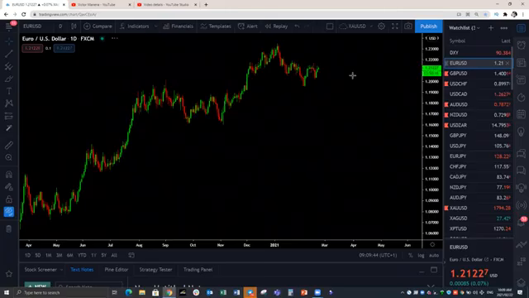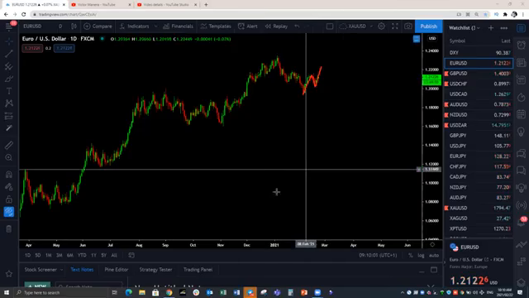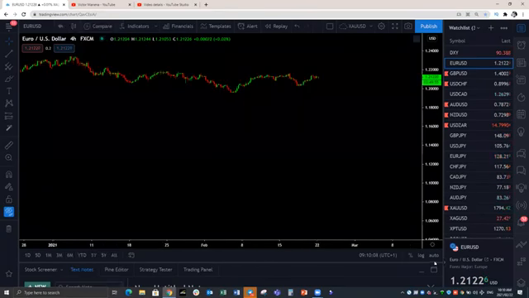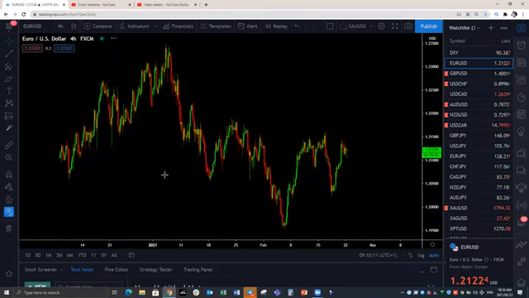As much as the DXY has got a nice structure on the 1-hour, the euro does not necessarily have a very good looking structure. Let's have a look here. So the euro looks like it's doing this. Let's have a look on the lower time frame, on the 4-hour. So 4-hour on the euro, there is this setup.